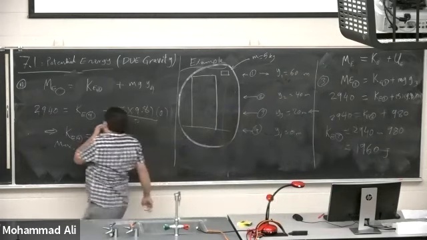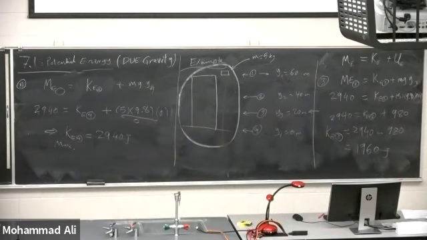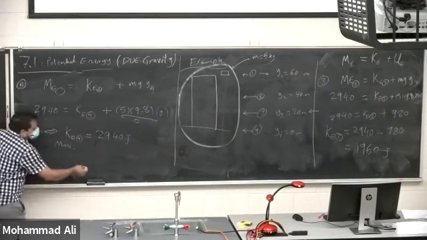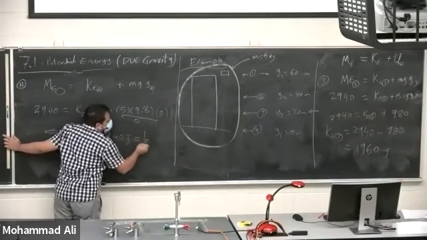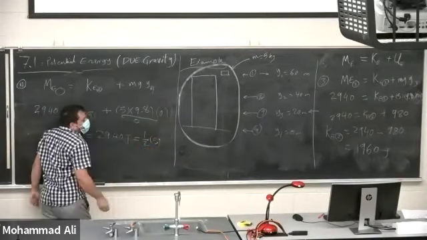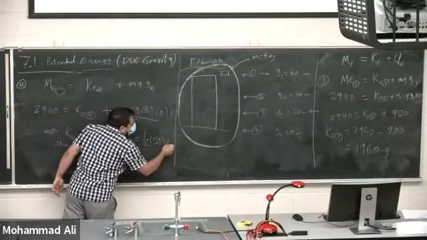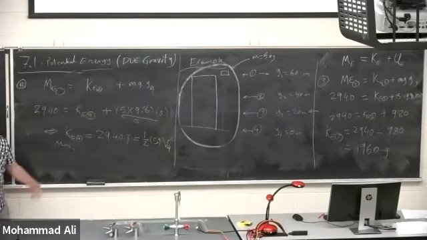After that, if I told you I need you to find that final velocity, V4, this will be equal to half, the mass is 5, V4 squared. You can find V final, right?